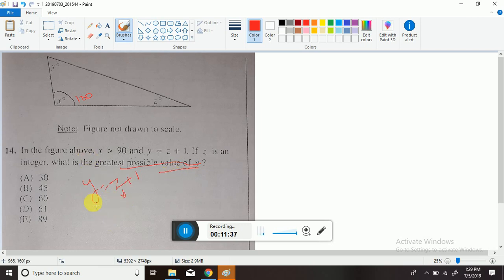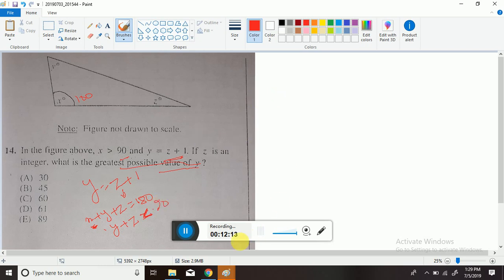So we know that x plus y plus z equals 180 degrees. Greater than 90 degrees means y plus z, if x is 100, will be 80. That means y plus z is less than 90. But y equals z plus 1.